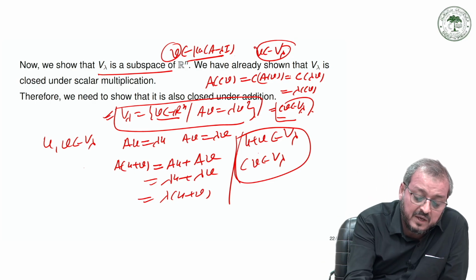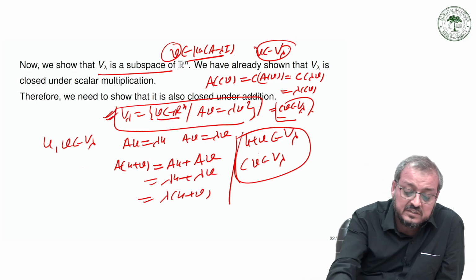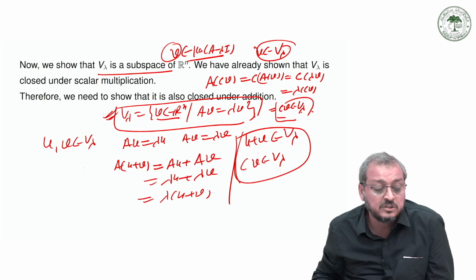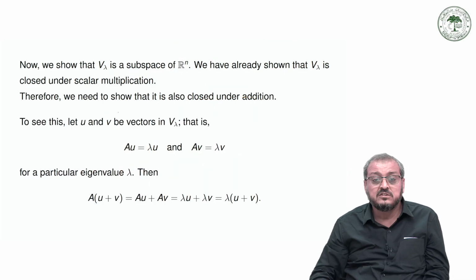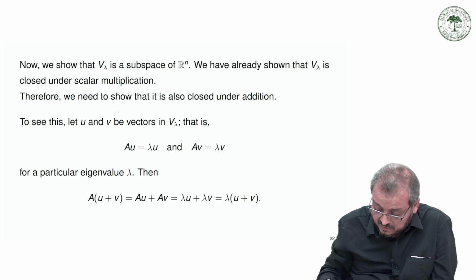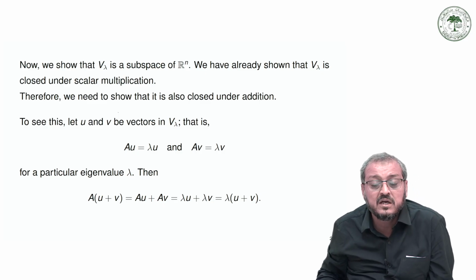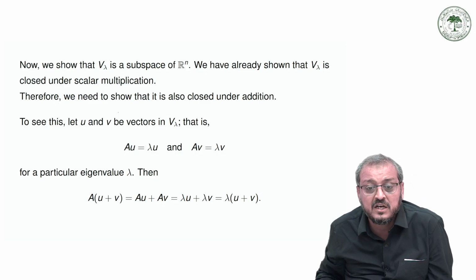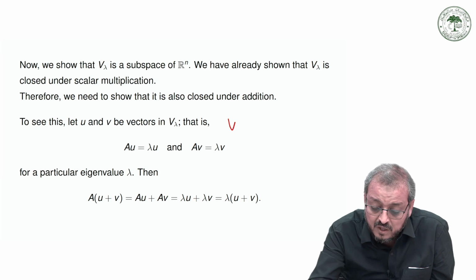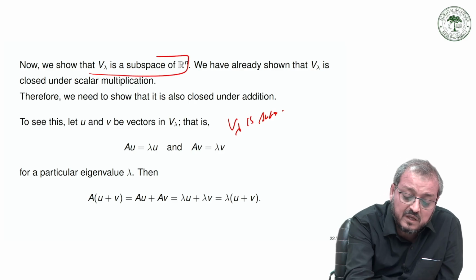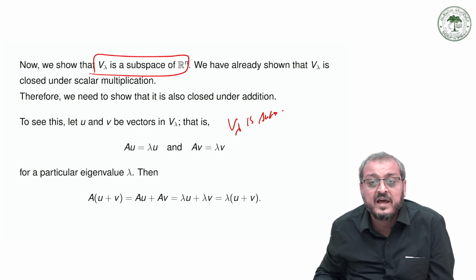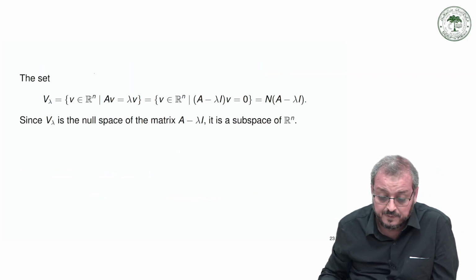So this means V lambda is clearly a subspace of Rn. We have to prove this successfully, that this is a subspace of Rn, as we just said. Okay, this completes the solution. That means whatever V lambda we choose, this V lambda is a subspace of Rn. So this eigenspace is a subspace of Rn.